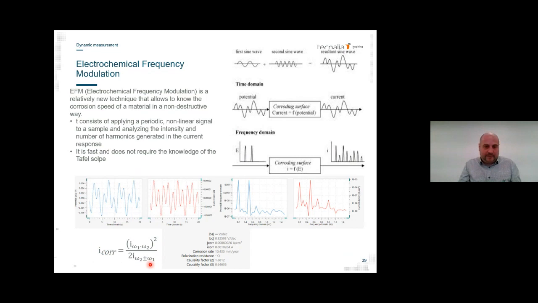Here's an example of a measurement: what we apply, what we measure, we pass it all into the frequency domain. And here we can see that we can calculate the corrosion current. That is a very interesting technique when we cannot do a polarization to extract the Tafel slopes.